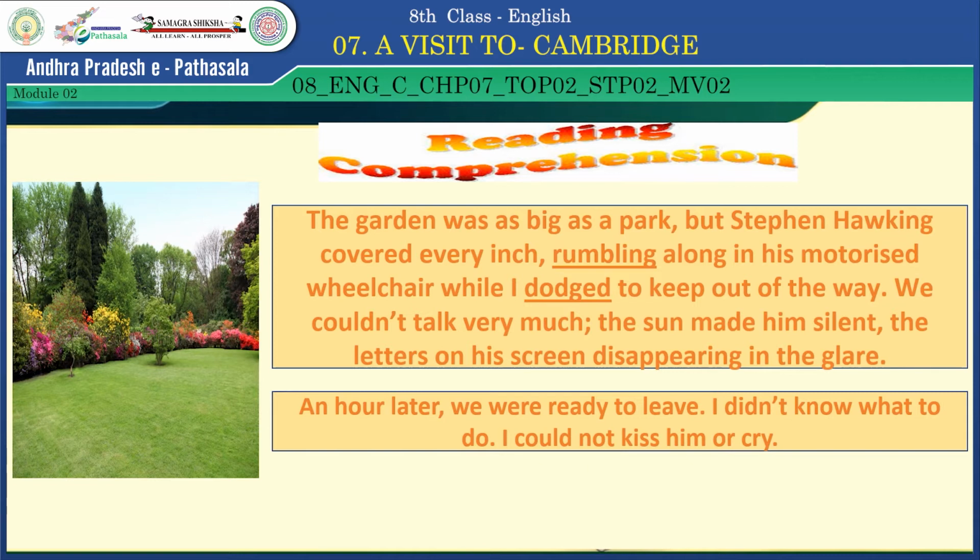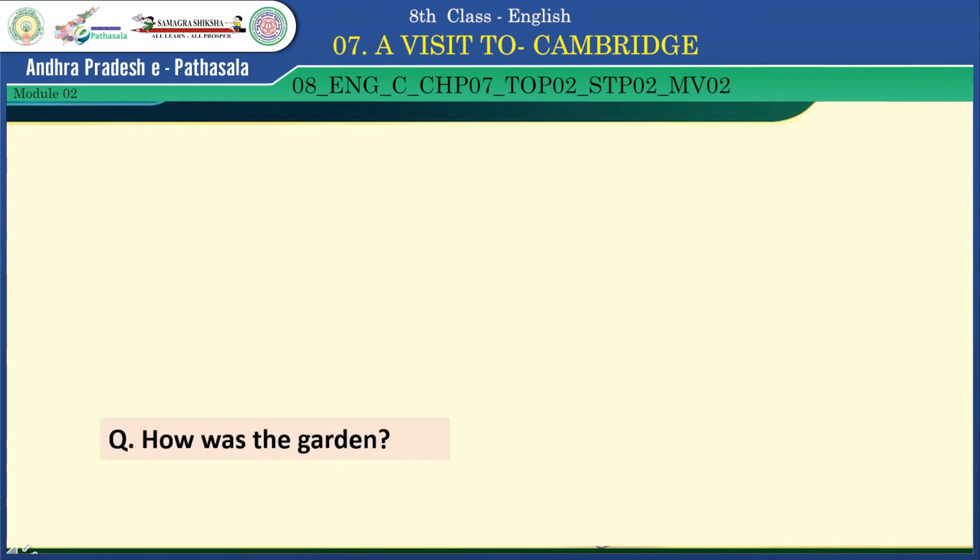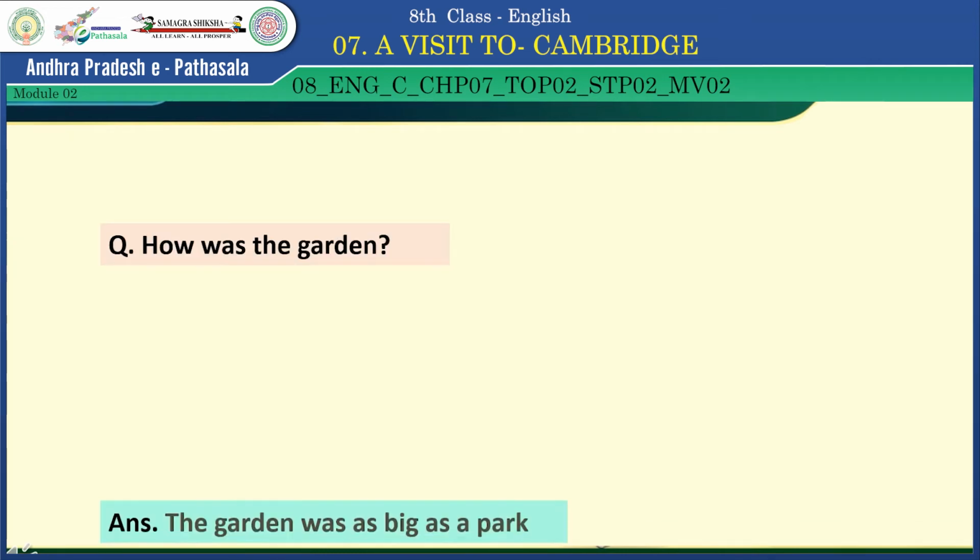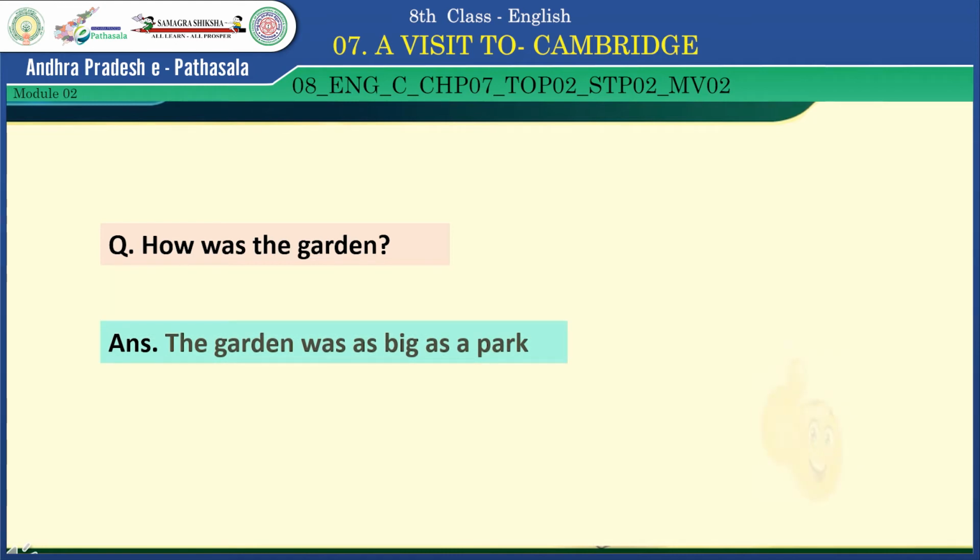But Stephen Hawking and Firdaus roamed each and every nook and corner of the garden silently, since it was hot. An hour later, they were about to leave, and he did not know what to do. He could not either kiss him or cry. Children, let's see the following question. How was the garden? The garden was as big as a park. Well done. Children, we'll see the text further.